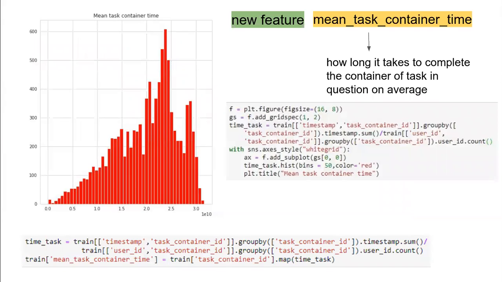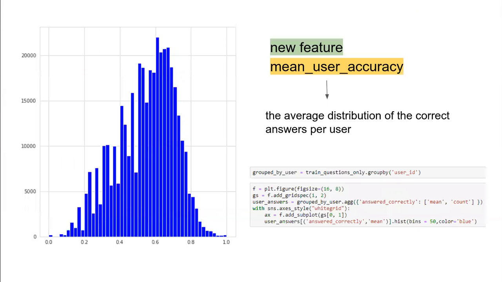The first one is mean task container time, which is just the average time users spend on each container, each task with the questions. And the next feature is mean user accuracy, which is the average distribution of correct answers per user. And here you can see the distribution on the slide.